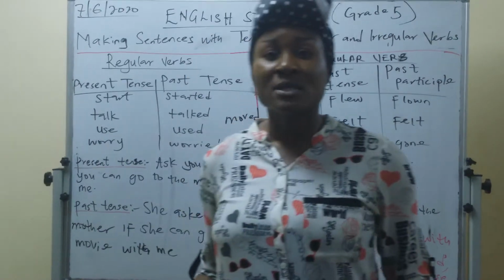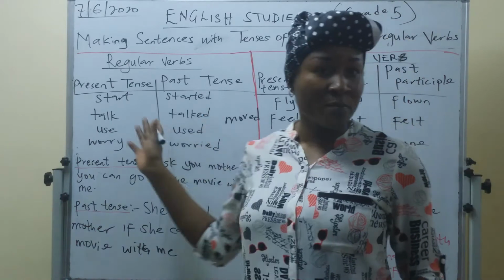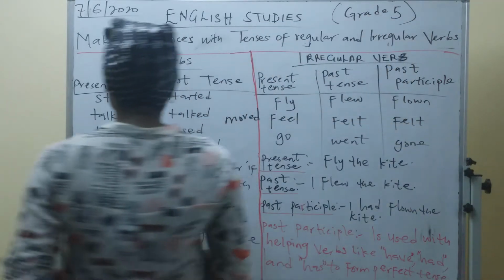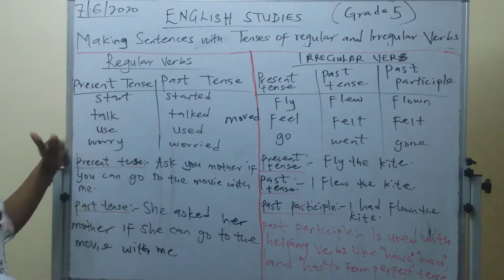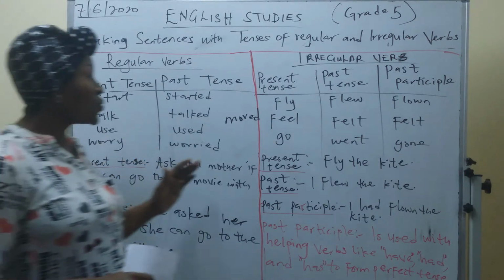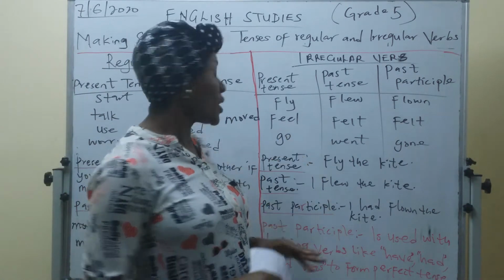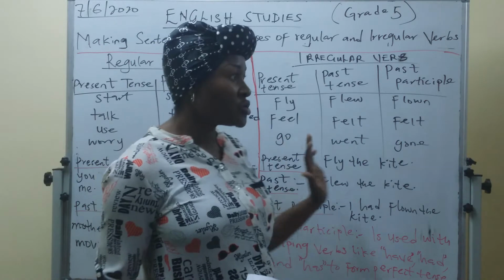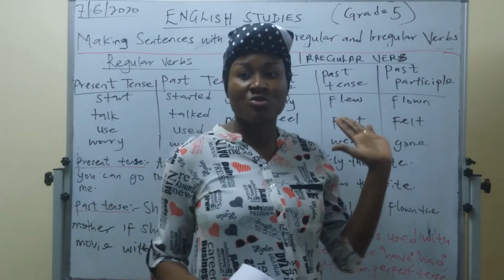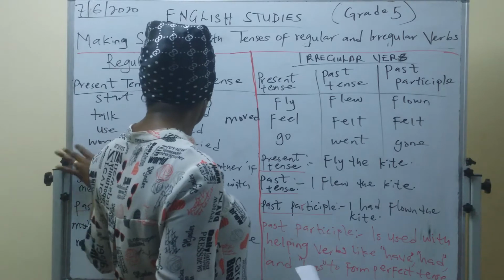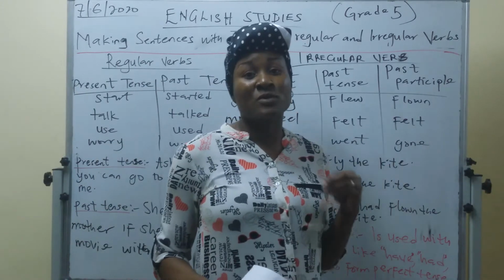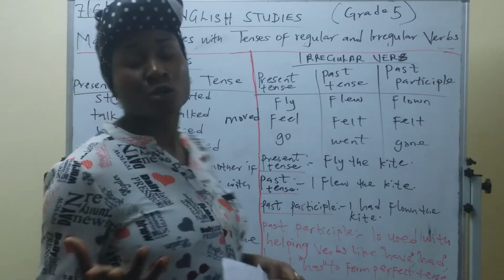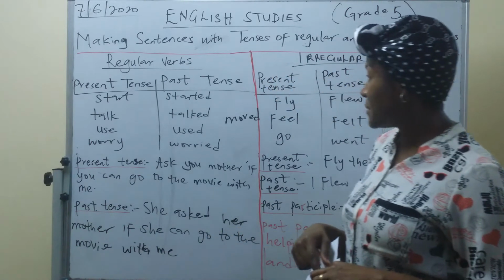For regular verbs, we usually form their past tense by adding -ed or -d. For example, if the word ends with t or k or any other letter, we can just add -ed. But if the word ends with e, like use, we just add d to make it a past tense. No need of adding an extra e. And if the word ends with y, like worry, you remove the y, replace it with an i, and add -ed. Now, making sentences with the tenses of regular verbs.